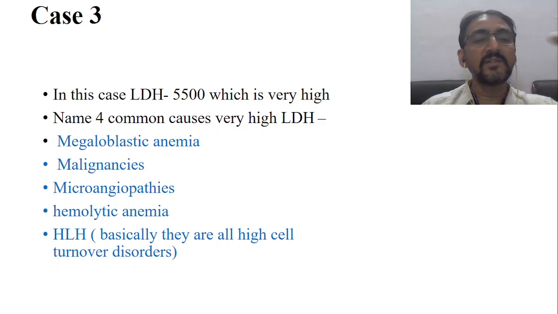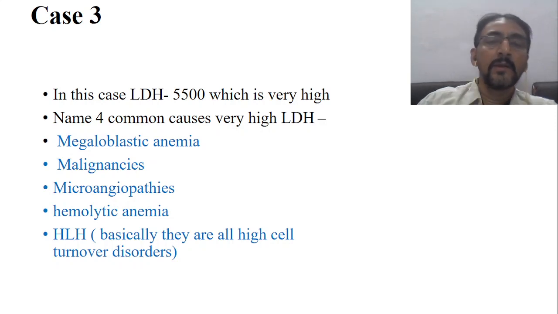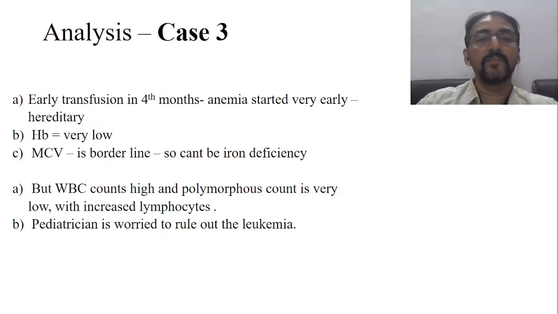So we should know that these are the 4 conditions where the LDH will increase. Even in megaloblastic anemia LDH increases. Malignancies like leukemia also increase it. Microangiopathies and HLH. Now with this background, we go further.